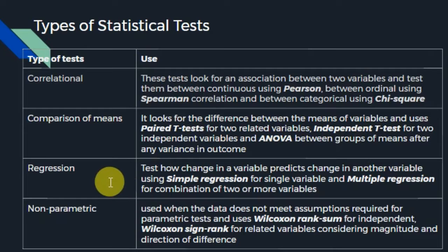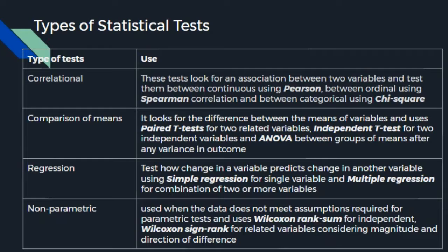We will be using the regression test to test how change in a variable predicts the change in another variable, and for a single predictive variable we will be using simple regression. For more than two predictive variables we will be using multiple regression, and if the data doesn't meet our assumptions we will be using the non-parametric test. For the independent variables we will be using the Wilcoxon rank sum test, and for related variables we will be using the Wilcoxon signed rank test.